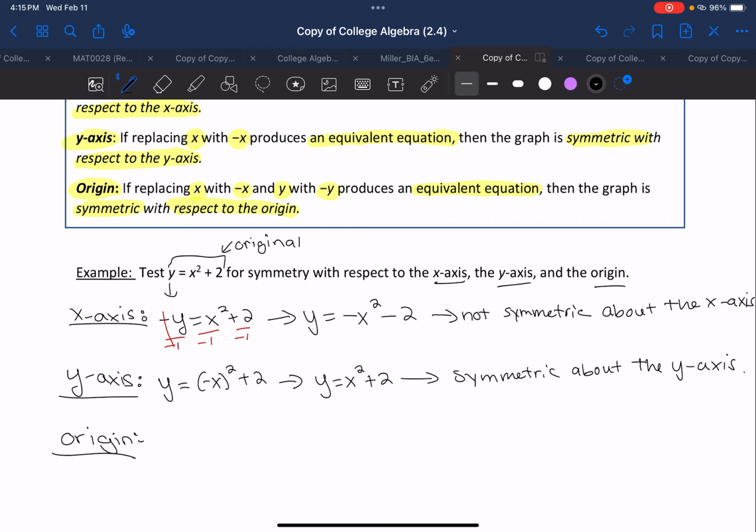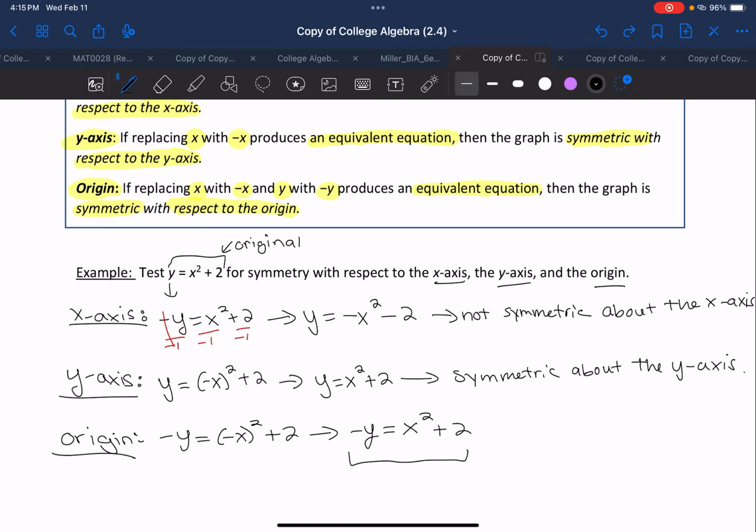So I would replace both now. I'm replacing y with negative y and x with negative x. So this would be negative y equals negative x squared plus 2. And we already know, I'm going to bring the negative y along, and the negative x squared will become positive x squared plus 2. And then this is exactly where we were up here with the test for the x-axis.